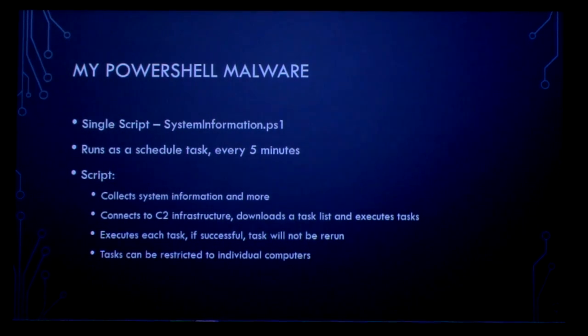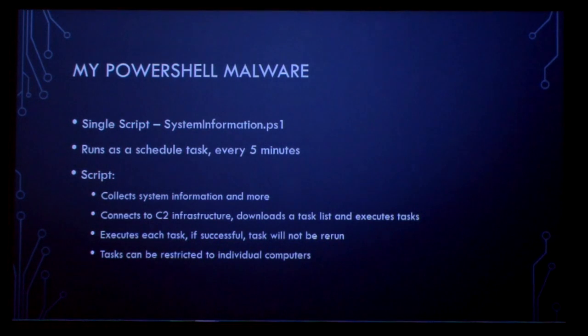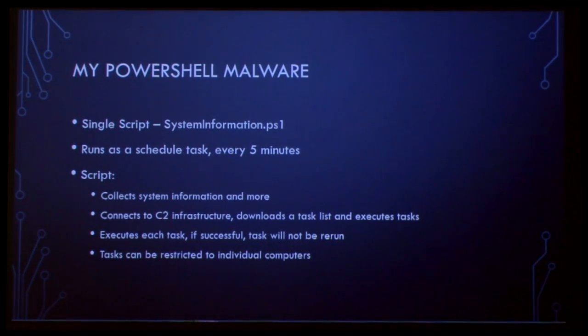Once it's done that, it's also going to go off and talk to a web server that I've got running, a C2 server, so to speak. It's going to pull down a task list off that, and it's just a simple CSV. Tasks can be anything that's valid in PowerShell. More PowerShell code, another executable, .NET framework code, anything we want to run. And we can filter that task list down to run on specific machines.